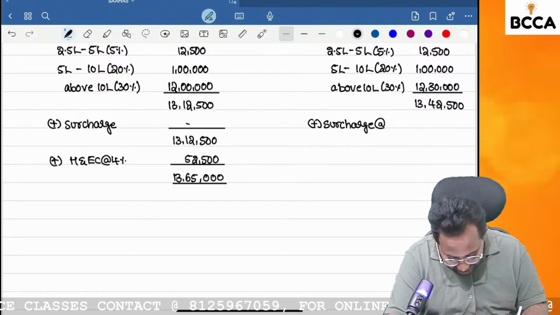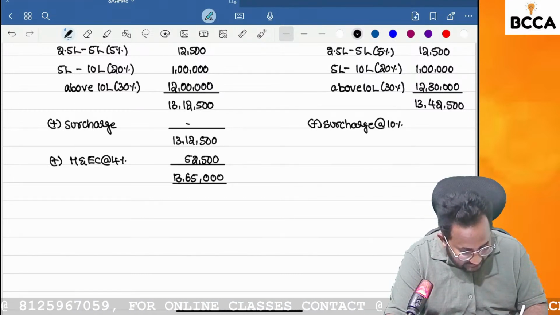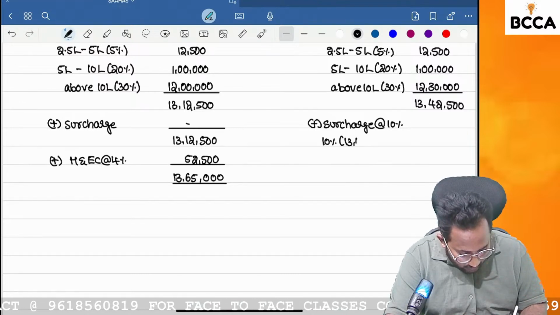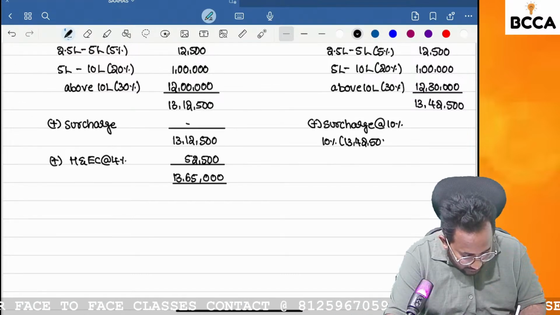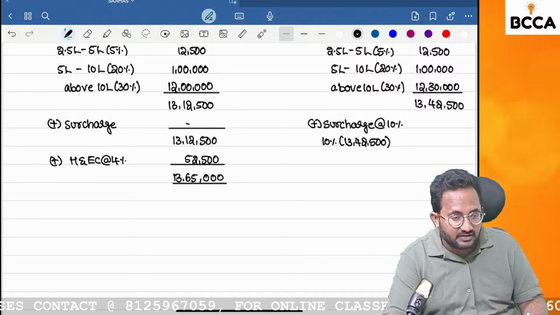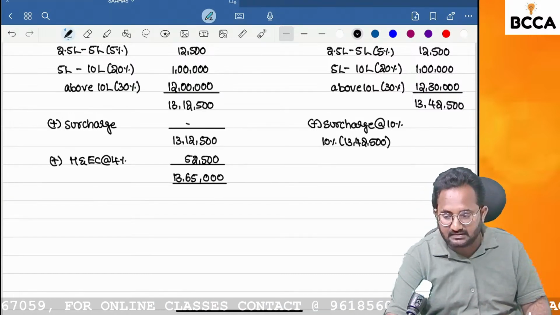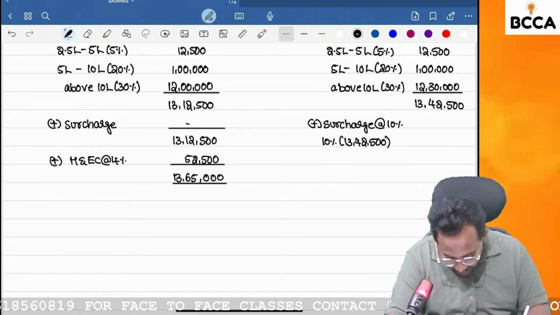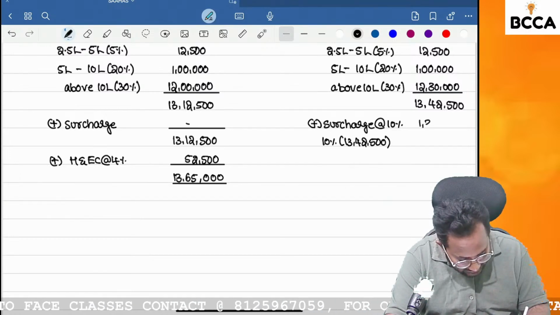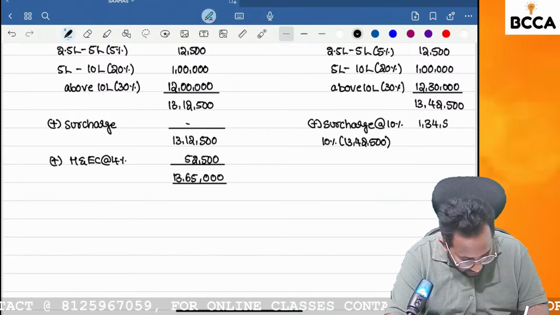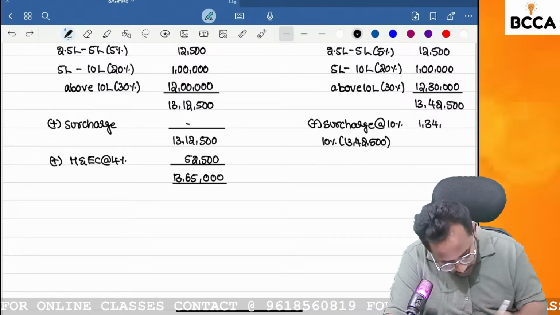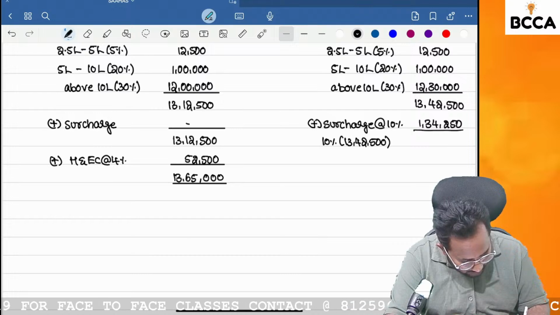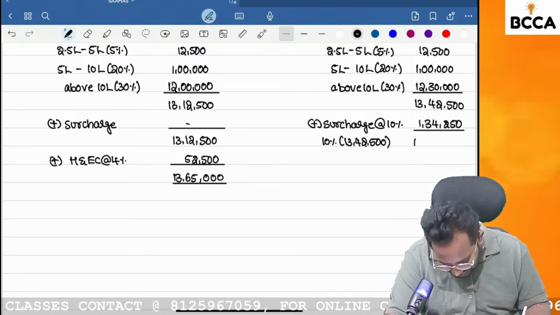Surcharge means tax on tax. So this 10% needs to be applied on what amount? 13 lakh 42,500, because the surcharge rate is always applied on income tax. What is that amount? 1 lakh 34,250. Finally, you will get 14 lakh 76,750.